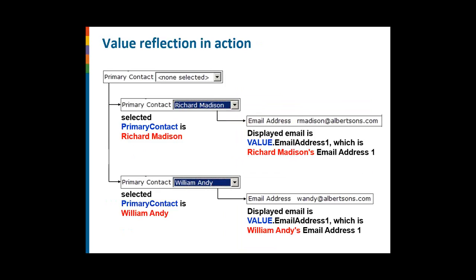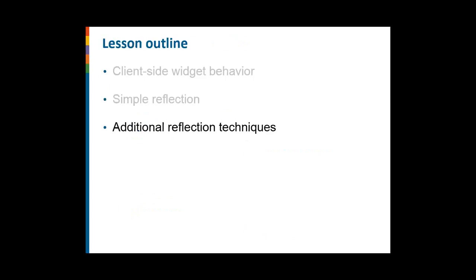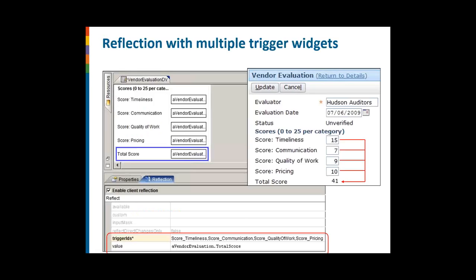And you can see the contact has this primary email address, and the email address is populated based on the selection of the contact. If it is Madison, Richard Madison's email address will be displayed. Otherwise, if you choose another contact, William's email address will be displayed in this case. And additional reflection techniques: similarly, you can do some calculations also. It will be useful during the calculation.